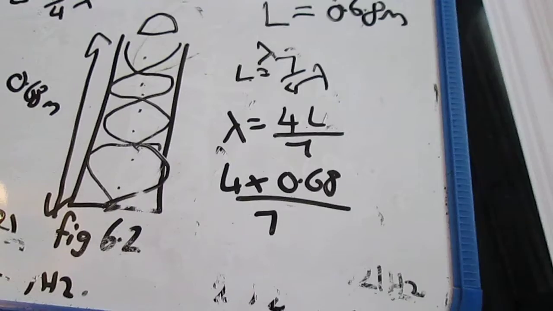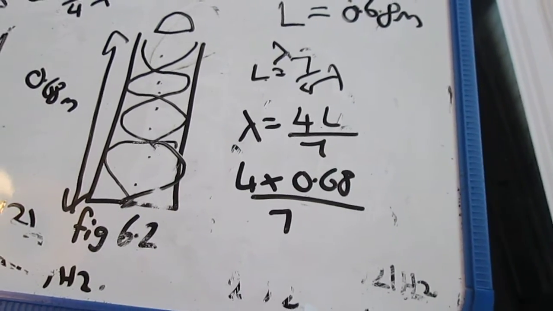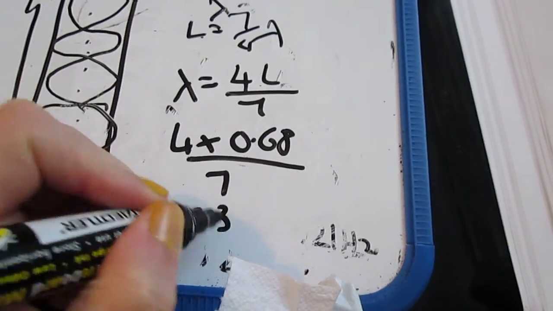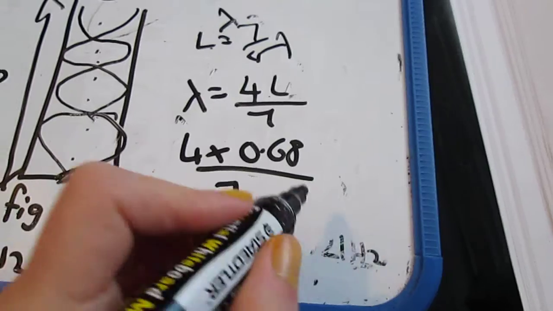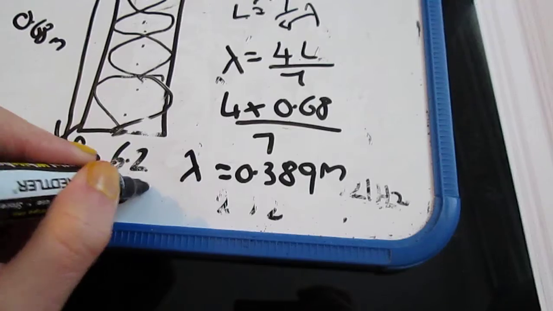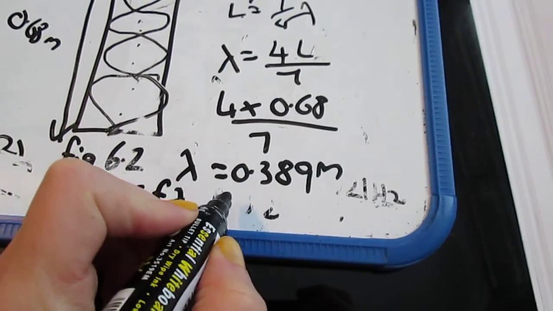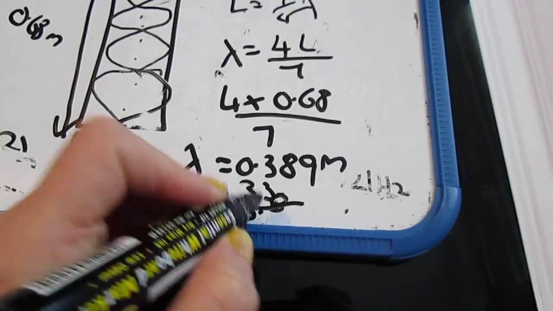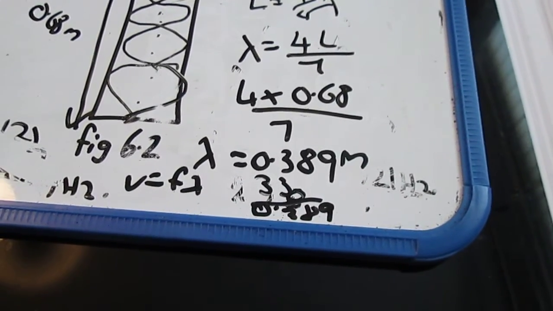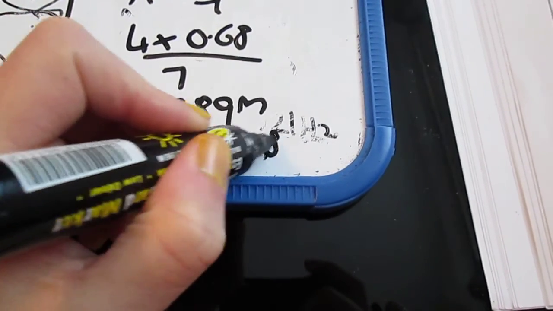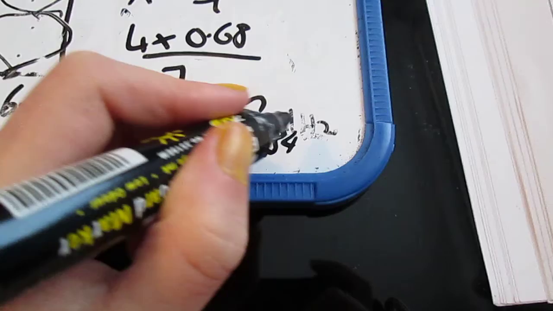So I get 0.389 meters, and then I'm going to put this here for my lambda into my V is equal to F lambda equation, rearranged for F. So it's going to be my V of 330 divided by 0.389. And when I do that, I get 847.